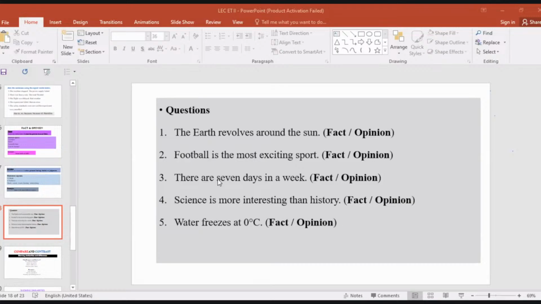Right. Next, science is more interesting than history, right? So this is definitely an opinion. Why? More interesting than history. So science can be interesting for some people. History can be interesting for some, or it won't. I mean, both the subjects might not be interesting for some people, right? Water freezes at 0 degrees Celsius. So you know that is a fact. So you see, right? How to identify fact and opinion.